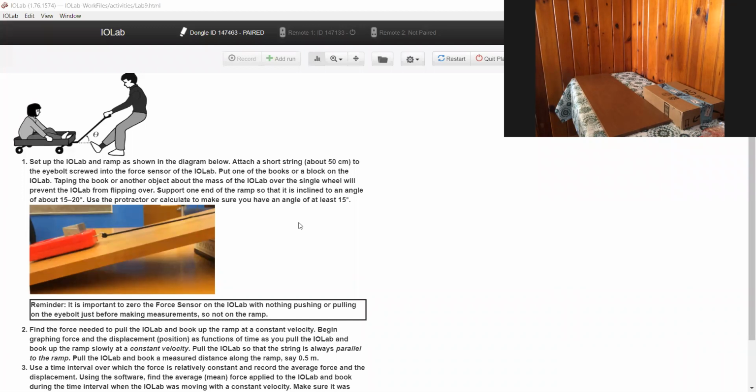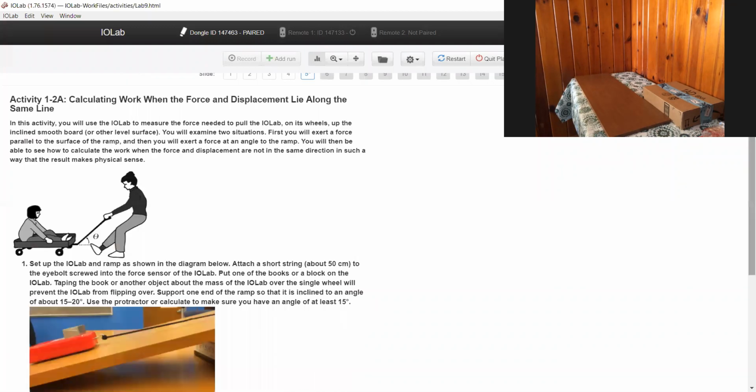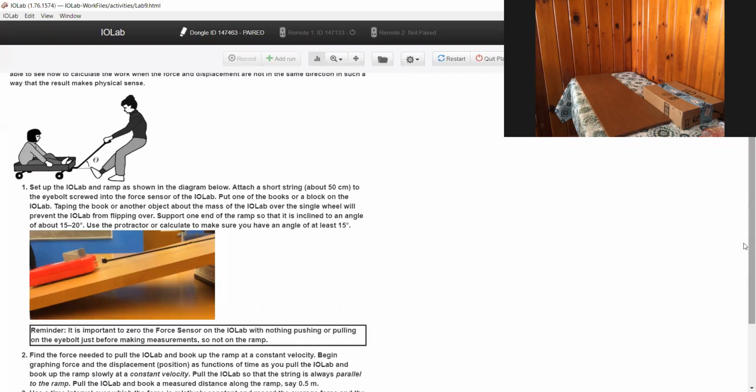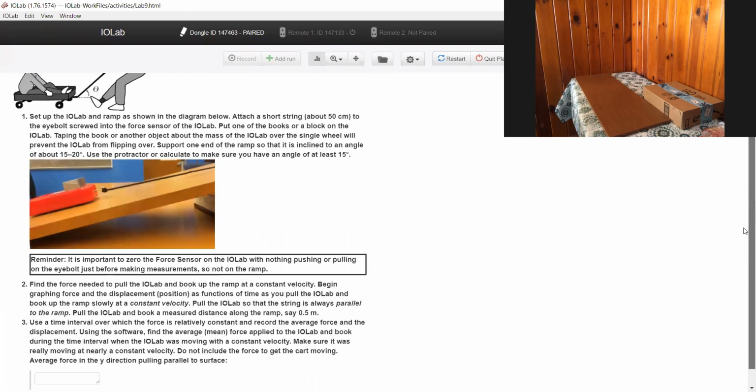Okay, for the next experiment, the force is applied and the displacement lies along the same line. So when the applied force and the displacement lie along the same line, what we need is the inclined ramp and the IOLab. An inclined ramp between 15 to 20 degrees, and the IOLab with some weight attached to it. So they have suggested to keep the IOLab on the ramp.